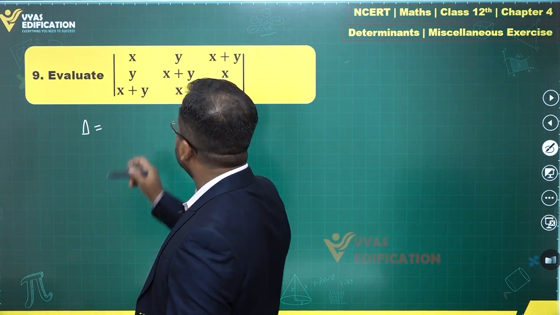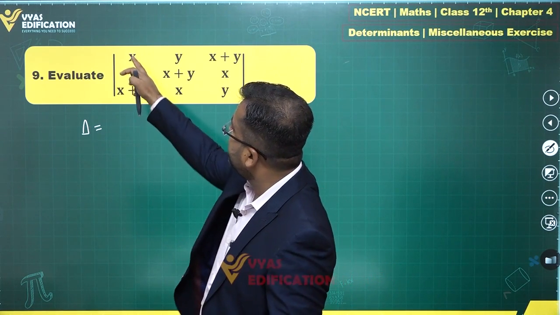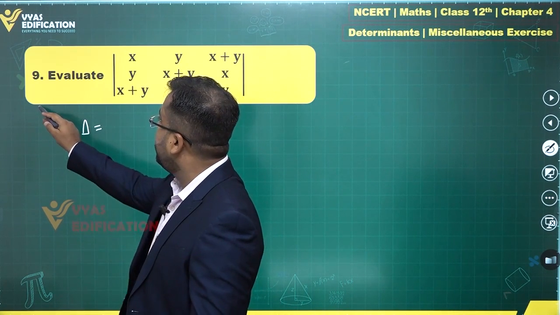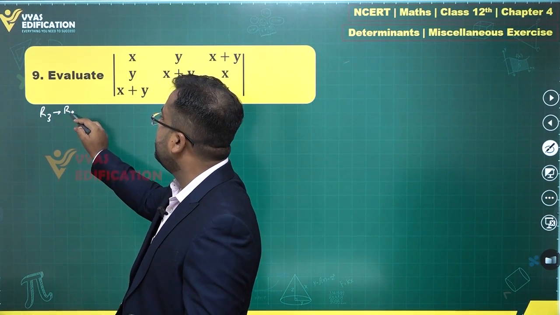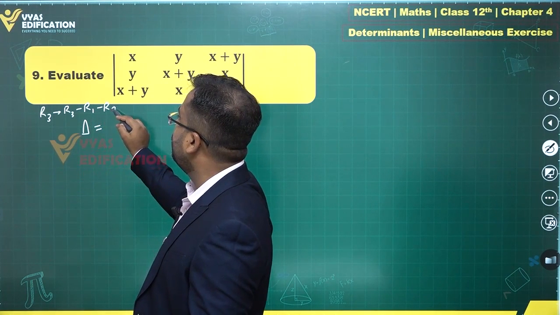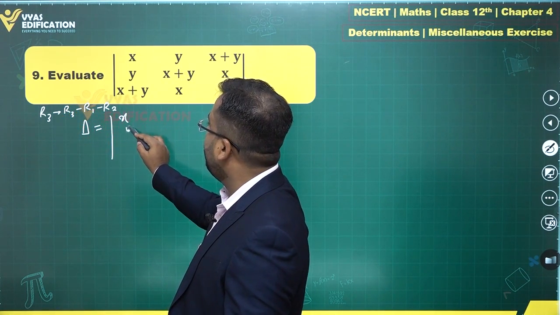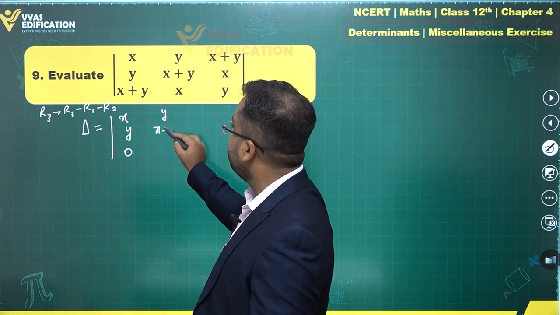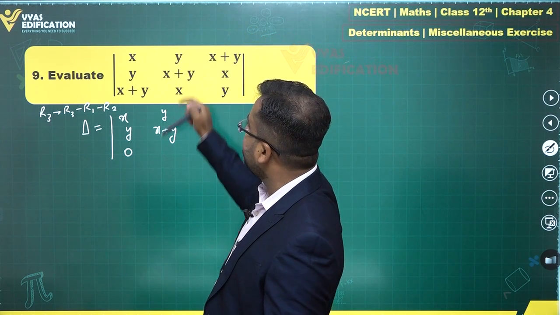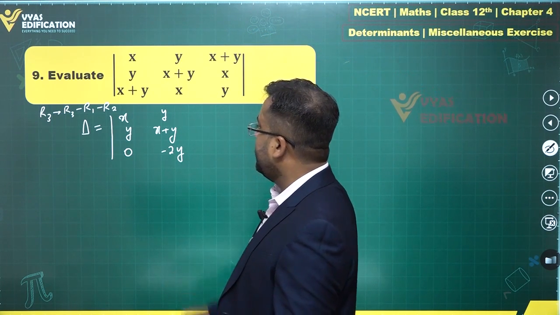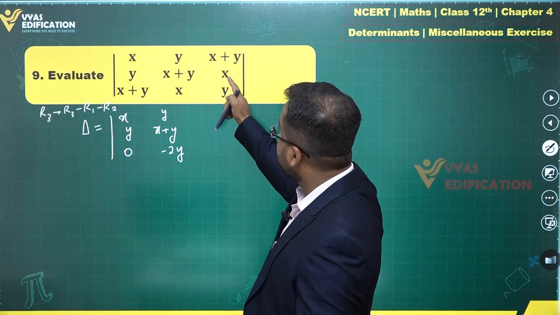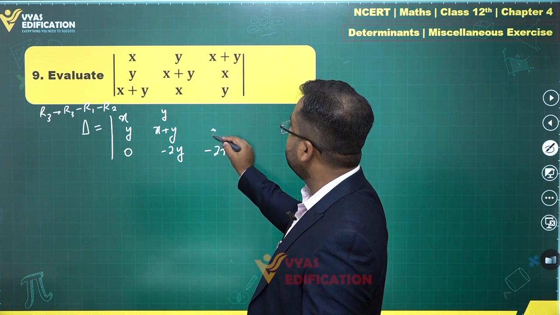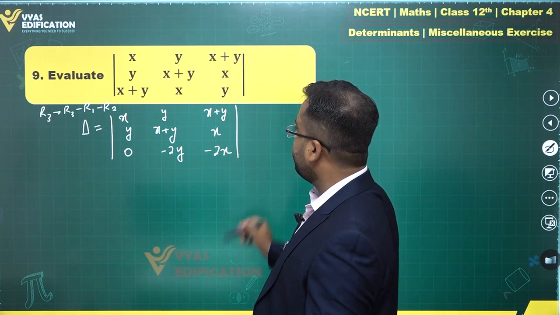Delta is equal to this. Can we create some zeros? Yes, we can add these two and subtract from here, and we'll create a zero over here. So the transformation that I want to apply is R3 replaced by R3 minus R1 minus R2. And what will that give me? x, y is okay. x plus y minus x minus y will become 0. y, x plus y is also okay. This minus this will become minus 2y. Observe carefully, this minus this, my y minus y will get cancelled, minus minus will become minus 2x. This x and x plus y will remain as it is.